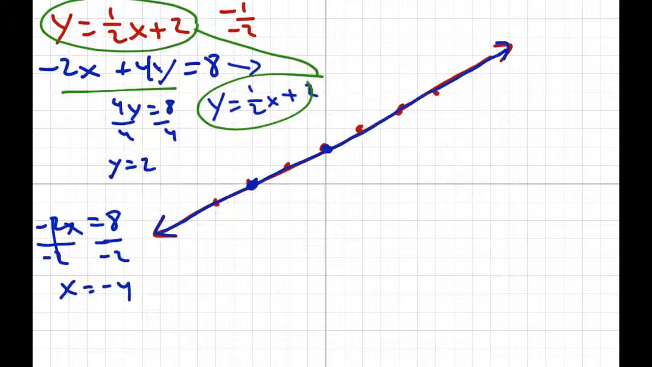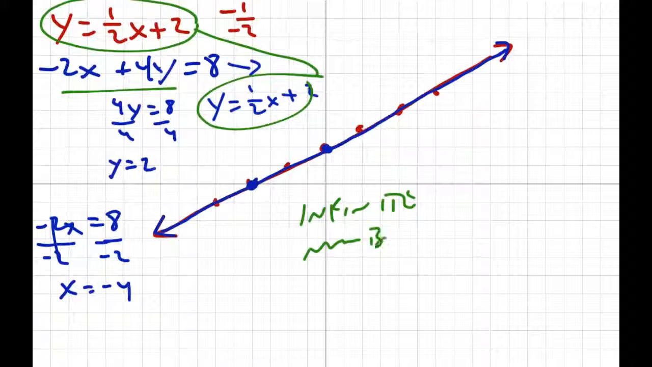When I'm graphing two lines that are the same line, then there's an infinite number of solutions. Every point on there. So, infinite number of solutions. So sometimes our intersection is 1 point. Sometimes there is no intersection, there's no solution. And sometimes when it's the same line, we have an infinite number of solutions.